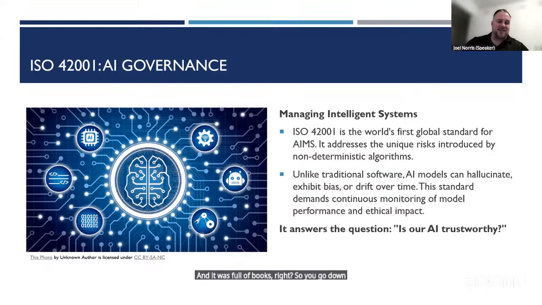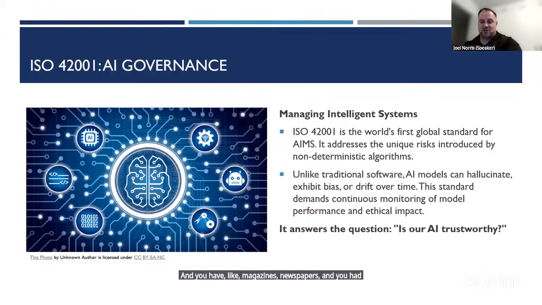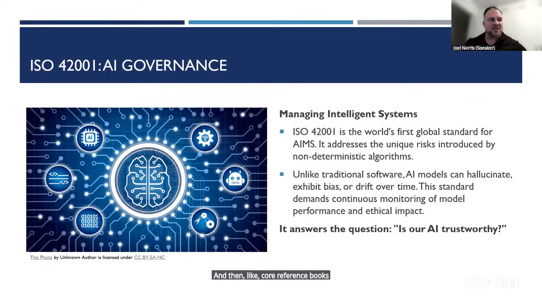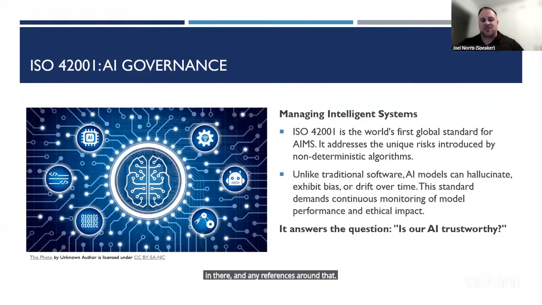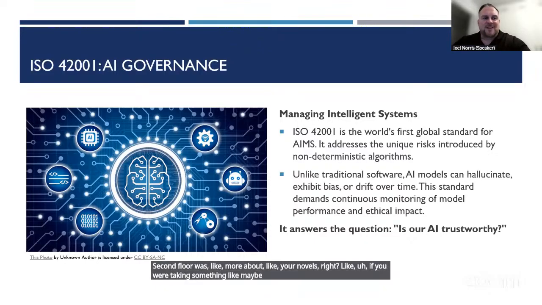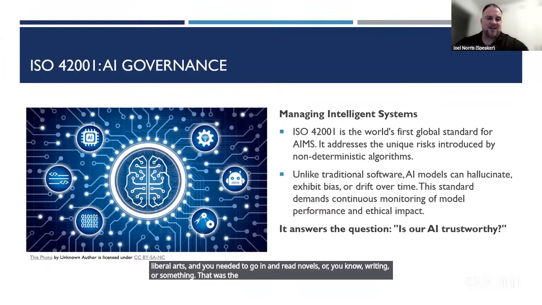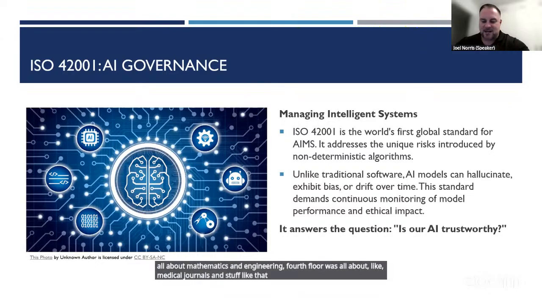So you go downstairs, it had the place where you could have Starbucks, and you had magazines, newspapers, and reference books, like the doctorate theses people did for the university. And then core reference books related to classes, like older books for whatever class you were taking. Second floor was more about novels, like if you were taking liberal arts and needed to read novels or writing, that was the second floor. Third floor was all about mathematics and engineering. Fourth floor was all about medical journals and stuff like that. This is how it was set up.